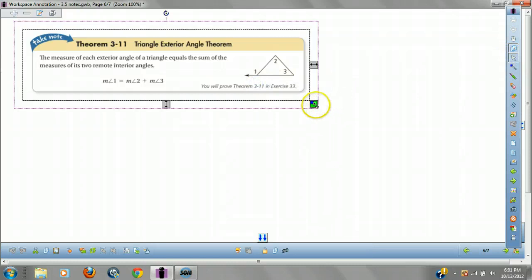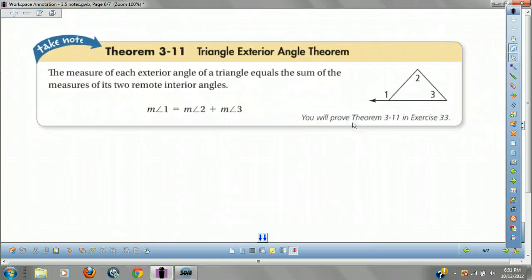Okay. So here's our triangle exterior angle theorem. It states if you take the sum of your two remote angles, it'll be equal to your exterior angle. And that's because a triangle adds up to 180 degrees on the inside, right? This plus this plus this add up to 180. But also, this plus this add up to 180 because they're a linear pair, guys. So, what I end up saying is measure of angle 1 equals 2 plus 3.